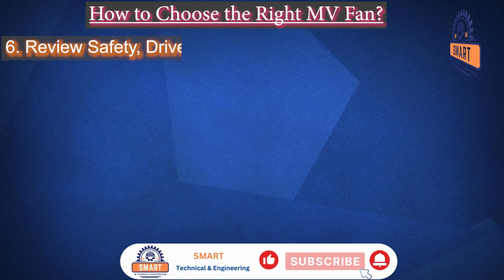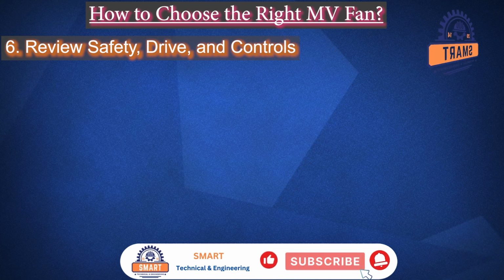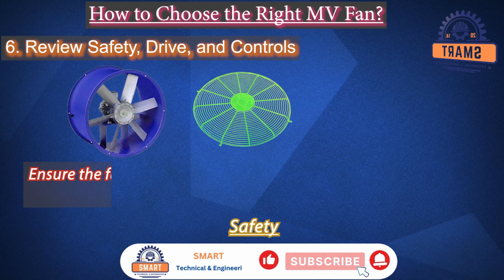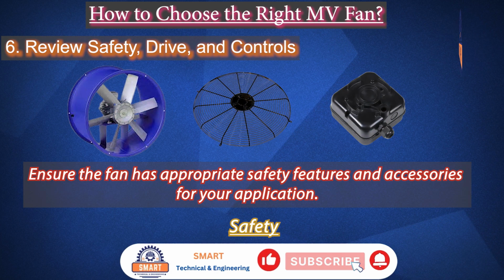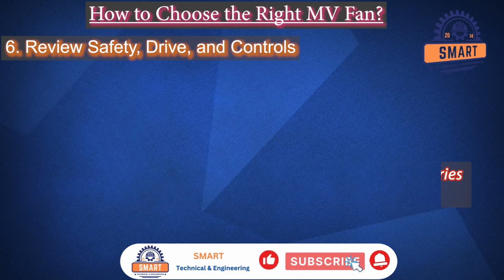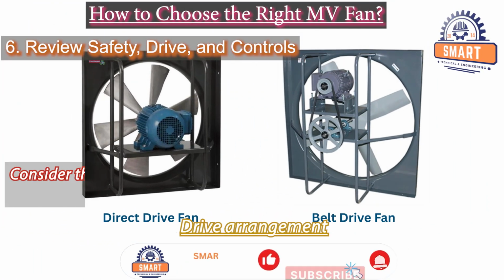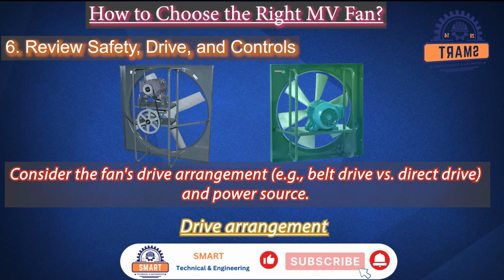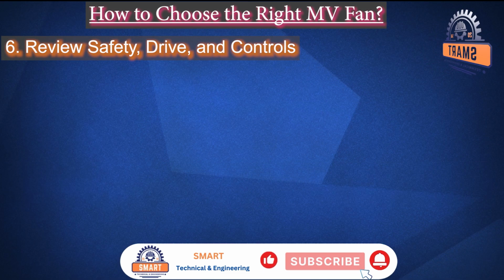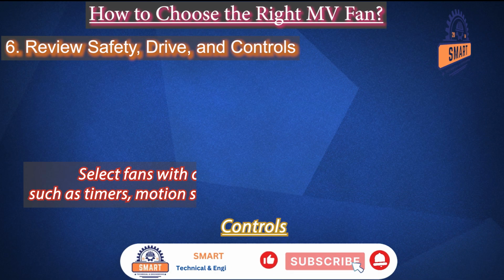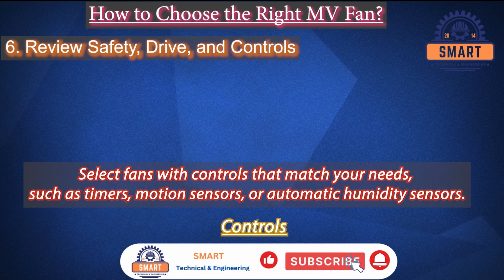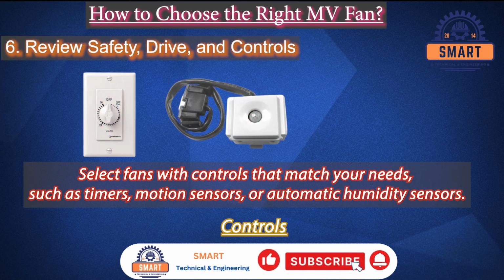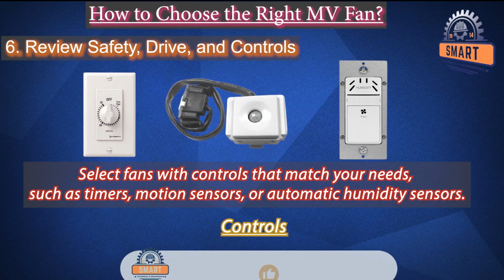6. Review safety, drive, and controls. Safety. Ensure the fan has appropriate safety features and accessories for your application. Drive arrangement. Consider the fan's drive arrangement, for example, belt drive versus direct drive, and power source. Controls. Select fans with controls that match your needs, such as timers, motion sensors, or automatic humidity sensors.